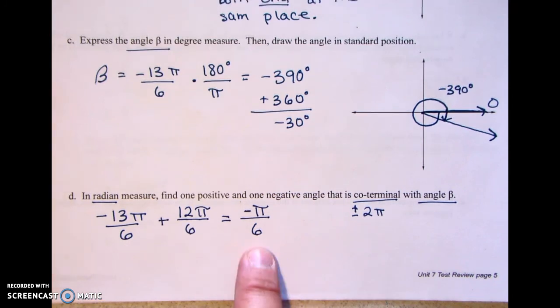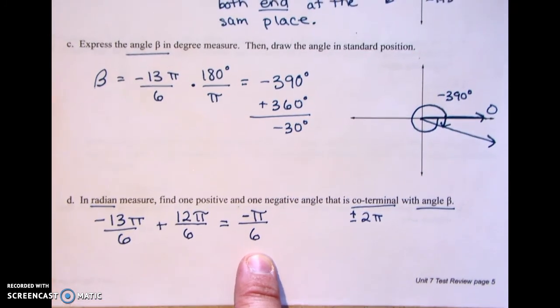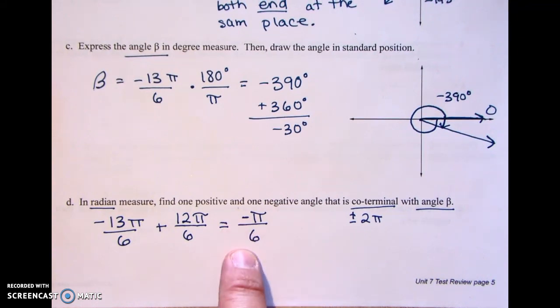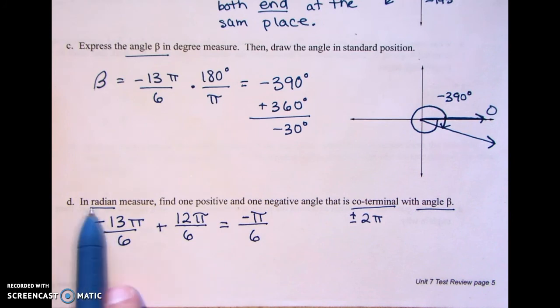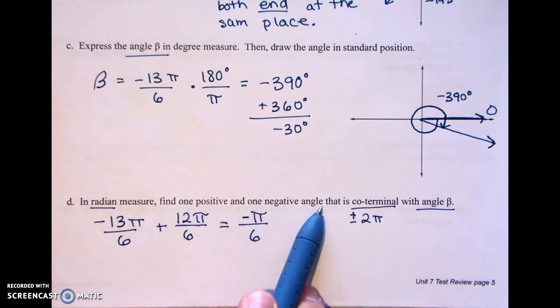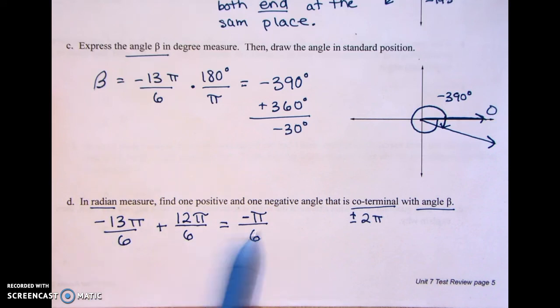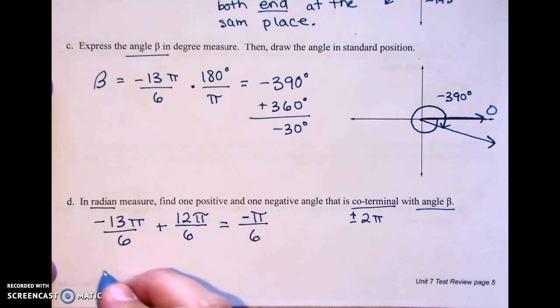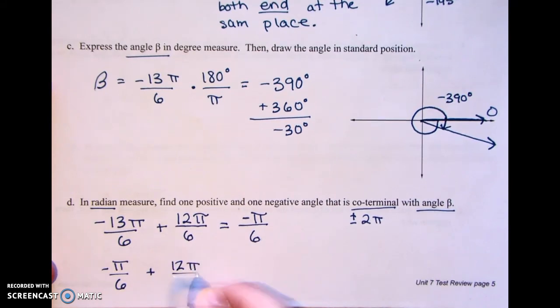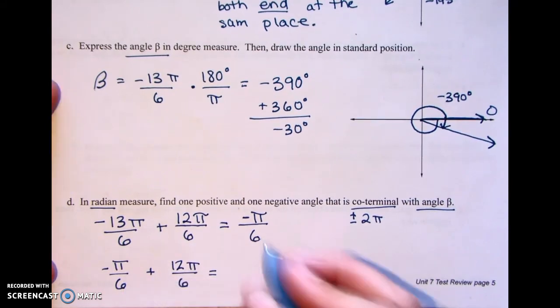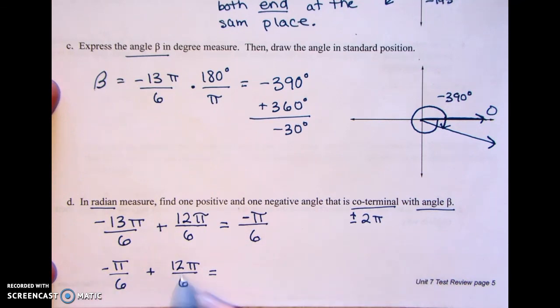What is pi over 6 in degrees, you guys? Pi over 6 in degrees, it's 30, right? And this says negative pi over 6. Do you agree that we went negative 30 degrees down here? So that matches that. So is this one positive or negative? Negative. So we still need to find a positive one. So we're going to take negative pi over 6 and do what? Add 2 pi again. So negative 1 pi plus 12 pi, so negative 1 plus 12 is positive 11.